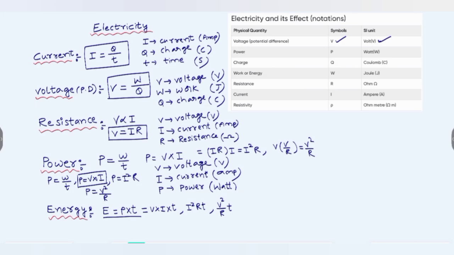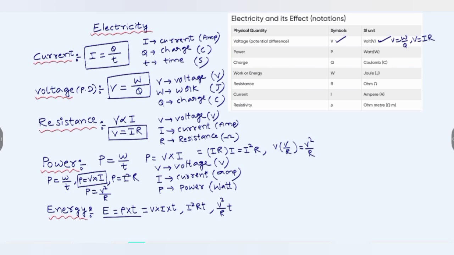To remember voltage, we have two formulae. One is V is equal to W by Q, when work and charge are given. One more we have, that is V is equal to IR. Let's write it here. V is equal to W by Q, and one more, V is equal to IR. These are the two formulae to find voltage.